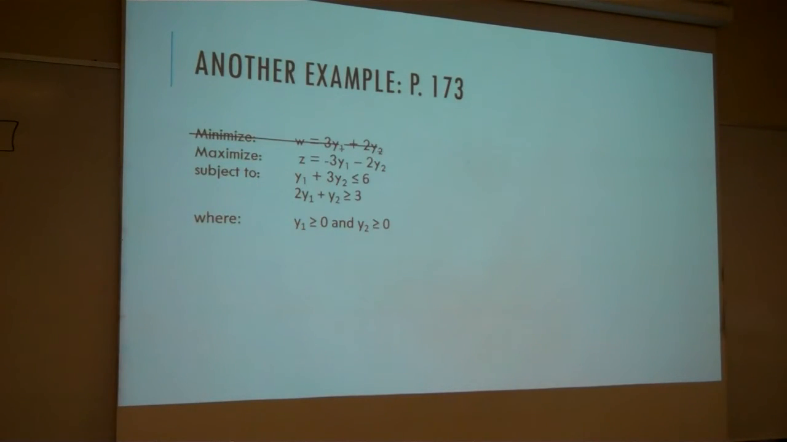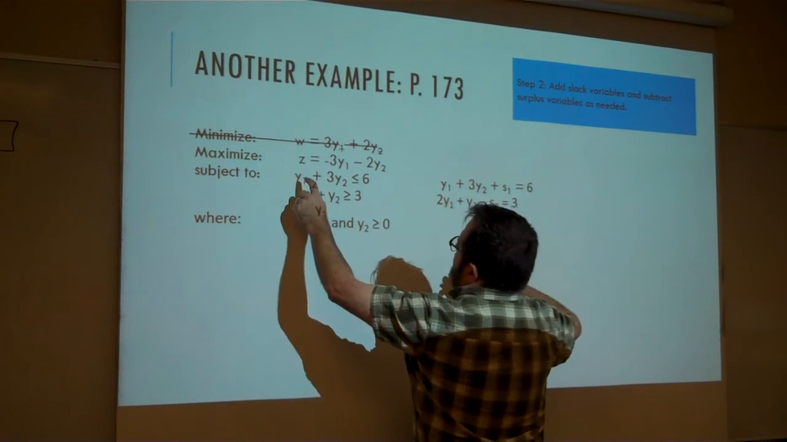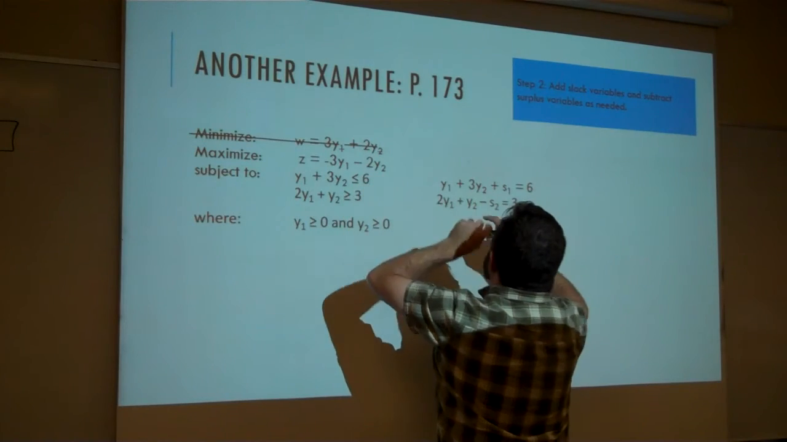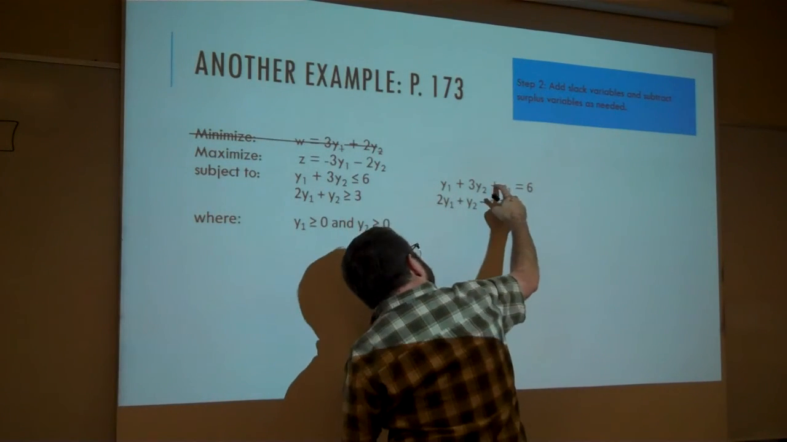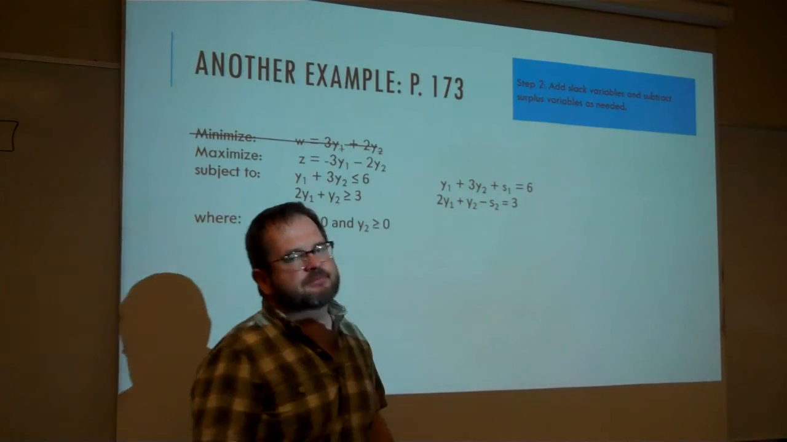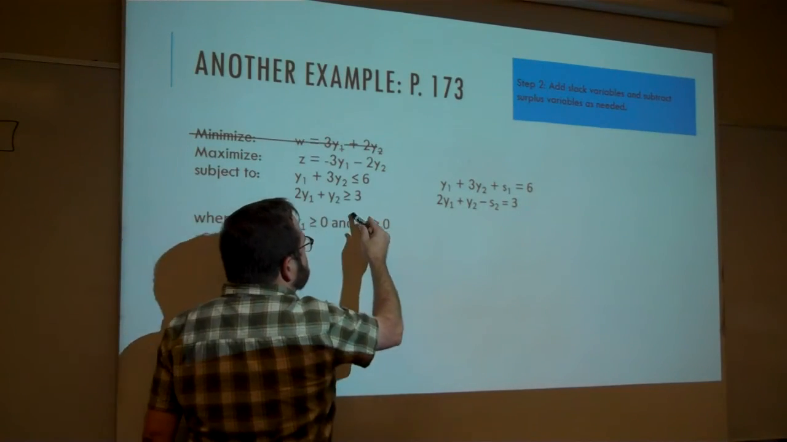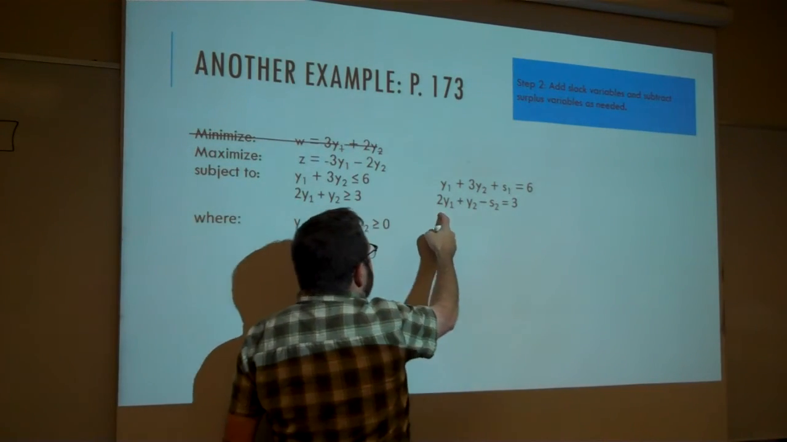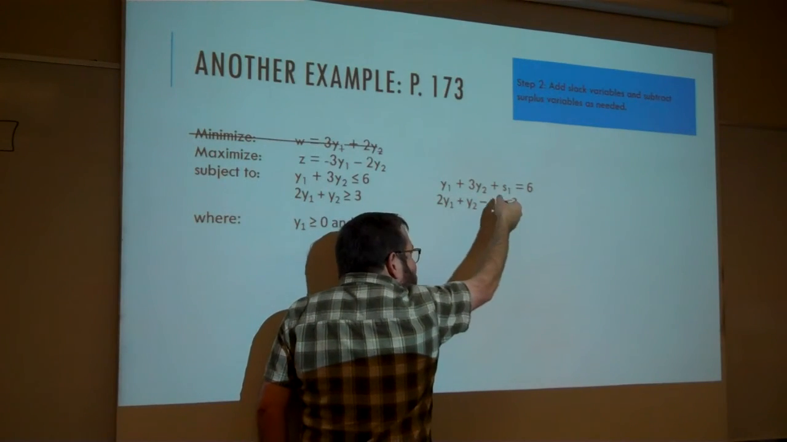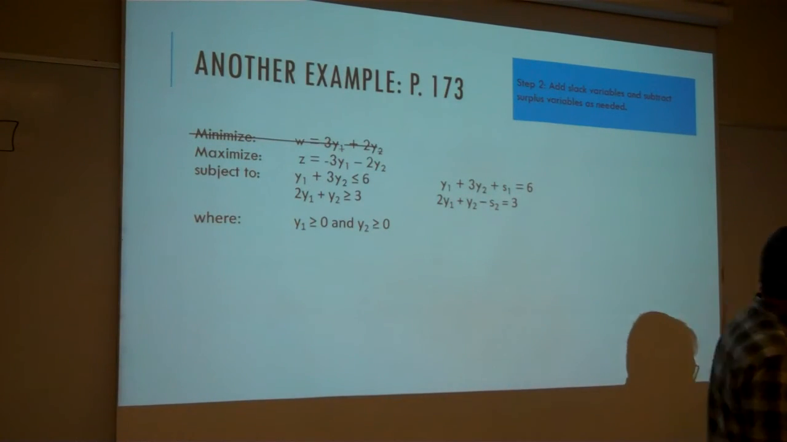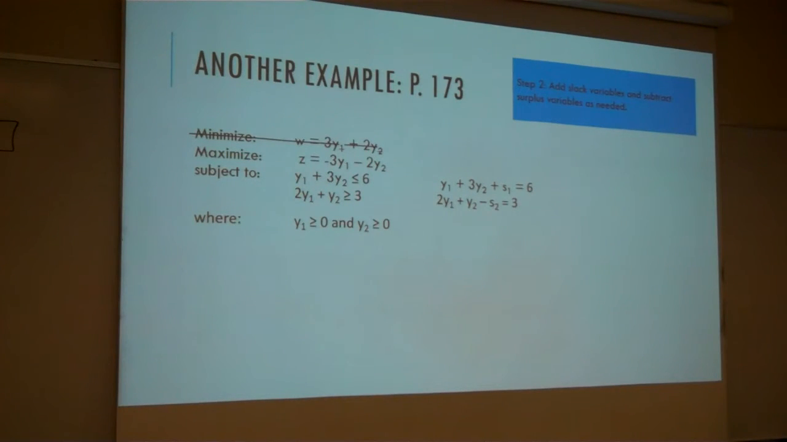All right, subject to these constraints. We're going to add our slack variables and subtract our surplus variables as needed, and so we will change those inequalities into equations. Instead of y1 plus 3y2 is less than 6, let's make y1 plus 3y2 plus a little slack, and now it is equal to 6. And instead of 2y1 plus y2 is greater than 3, let's make that a surplus variable thing: 2y1 plus y2 minus a little extra that you had gets you back down to 3.